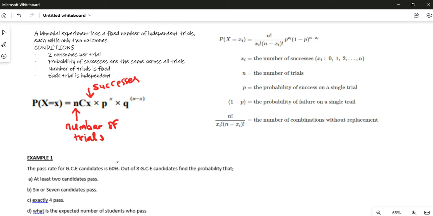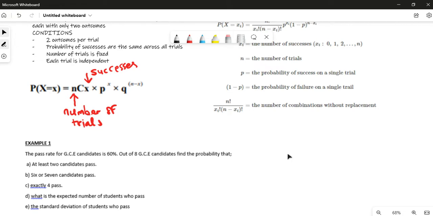So we've got an example here that we're going to look at. And let's take a read of the example. The pass rate for GCE candidates is 60%. Out of 8 GCE candidates, find the probability that at least 2 candidates pass, 6 or 7 candidates pass, exactly 4 pass, and also find the expected number of students who pass, and the standard deviation of students who pass.